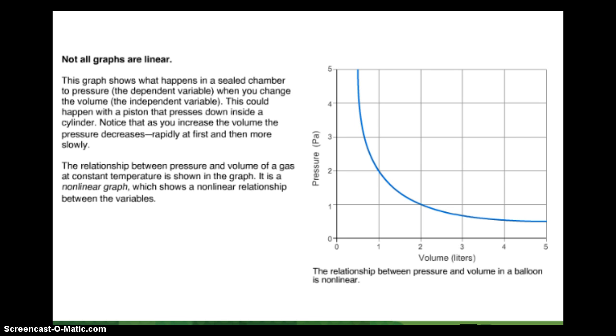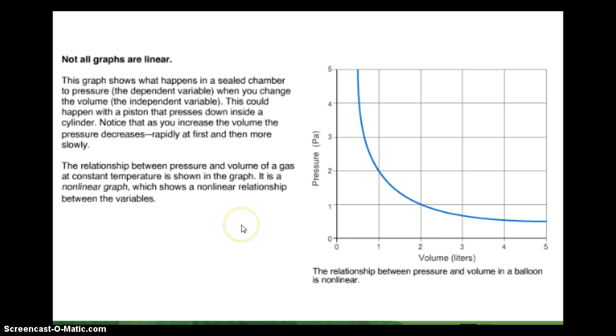This graph shows what happens in a sealed chamber to pressure, which is the dependent variable, when you change the volume, the independent variable. This could happen with a piston that presses down inside a cylinder, like in a car engine. Notice that as you increase the volume, the pressure decreases, rapidly at first, then more slowly. So for example, when my volume starts out at half, my pressure is 5. When my volume goes to 1, my pressure goes all the way down to 2. But when my volume is 2, my pressure is 1. When my volume is 3, my pressure is about 0.7. So you can see that the pressure doesn't fall evenly or in a nice line.